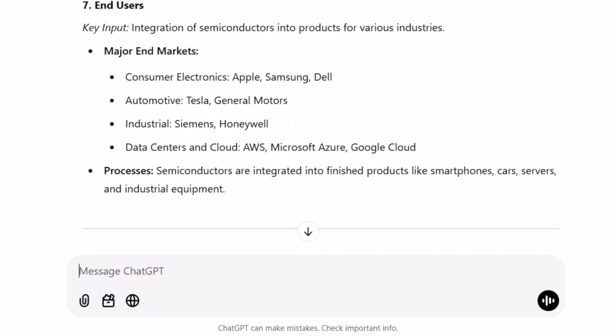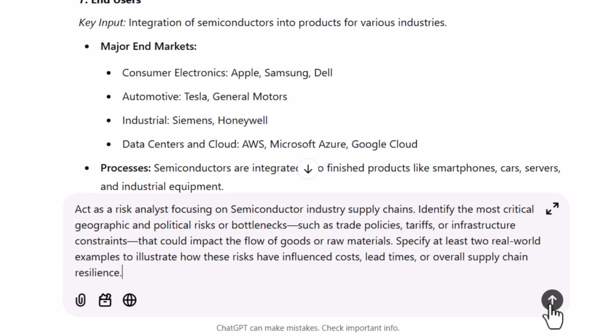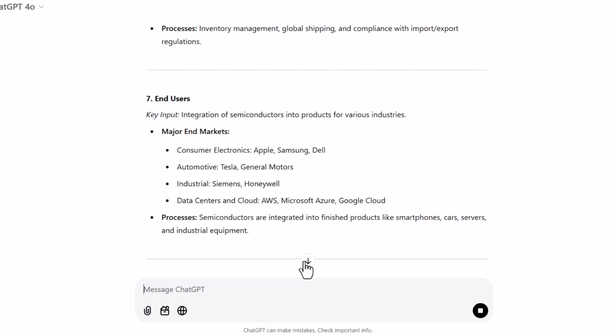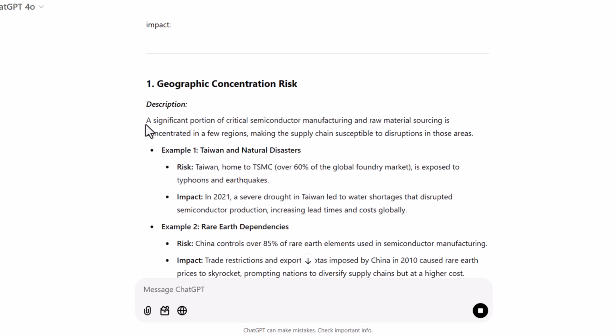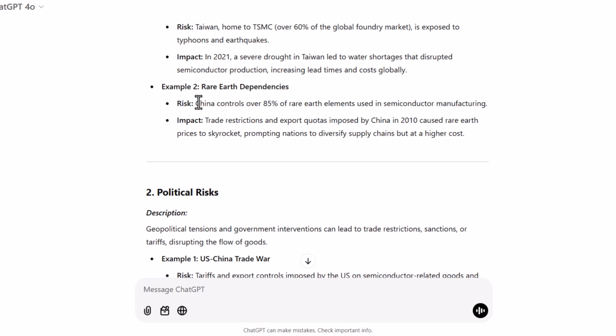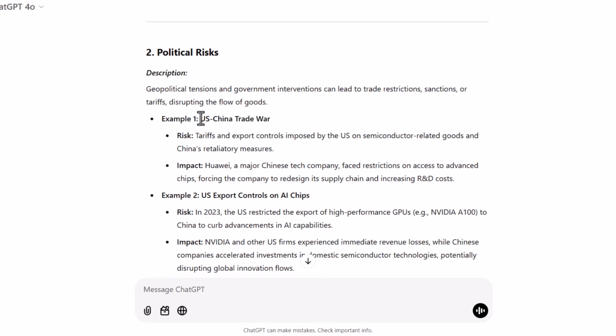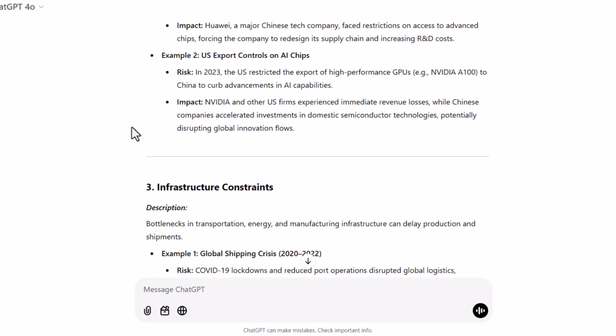What I also want to do is just inquire about any political risks or bottlenecks in the supply chain. So right away, it's identifying correctly a significant portion of semiconductor manufacturing and raw material sourcing is concentrated in a few regions. So it talks about Taiwan. It talks about rare earth dependencies, with China being the dominant player in both production and processing. Political risks like the US-China trade war, US export controls on AI chips. So all of this information looks very useful, very current, very accurate.